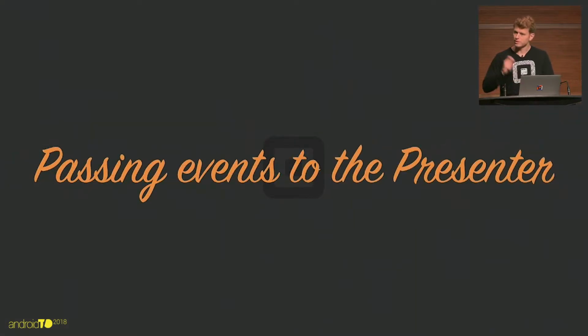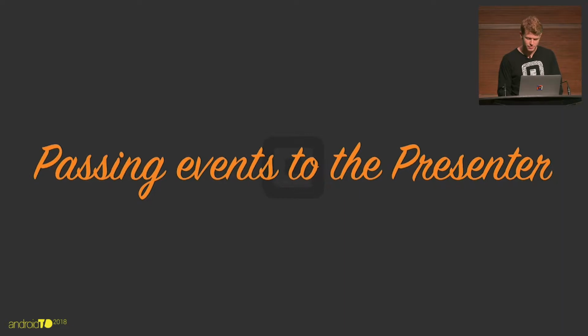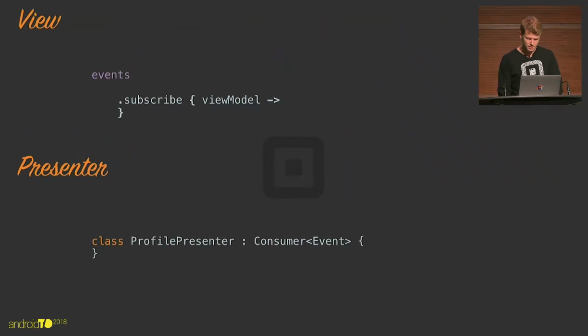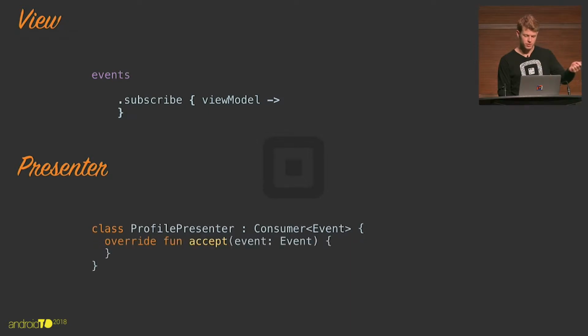And so how to pass one stream to the presenter and how to get one stream from the presenter is what we're going to see now. There are many ways to pass the events to the presenter. First, this is an option, still true story. If we make the presenter a consumer of event, that means we can subscribe using the presenter to the event stream. But that means we need to override the accept method, which is called every time there is an event. But there are a few problems.